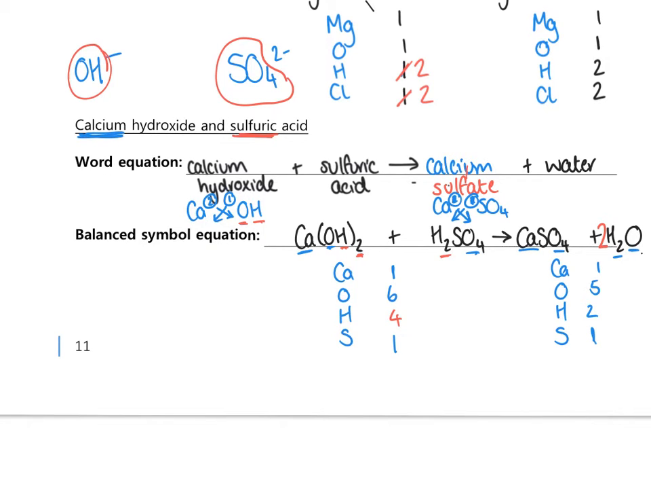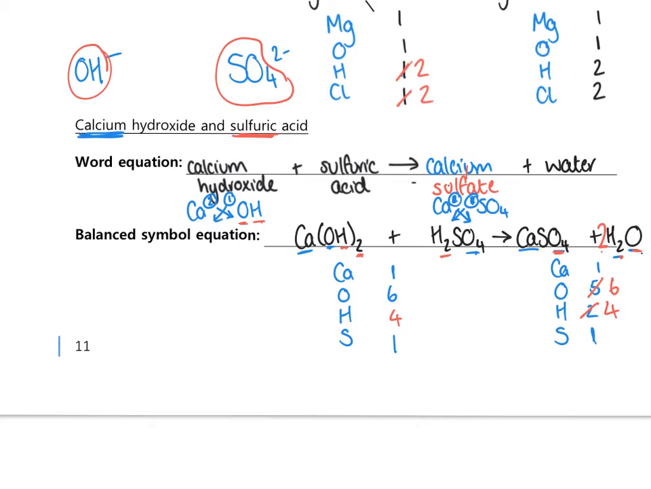Now I need to update my list. I can see that I have twice as many hydrogens, so I've got 2 times by my 2 hydrogens, and that is 4. And then for my oxygens, I have 4 oxygens here, and then 2 times by my 1 oxygen here, which is 2. That's a total of 6, and we can see that my equation is now balanced.